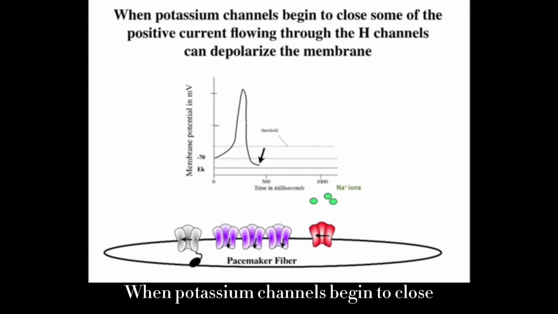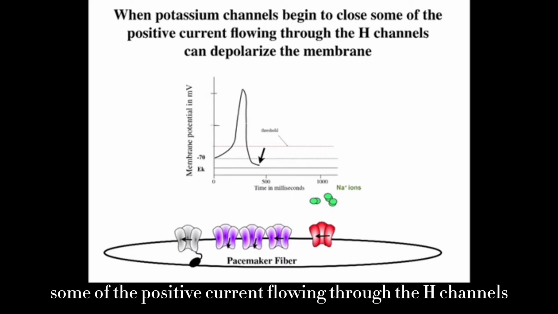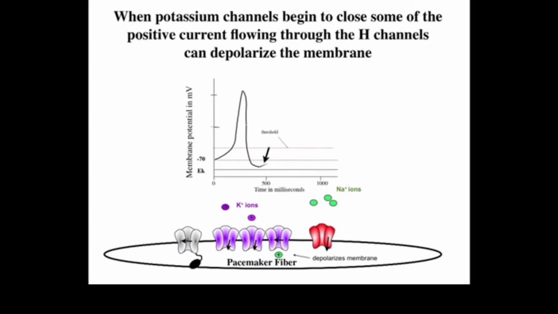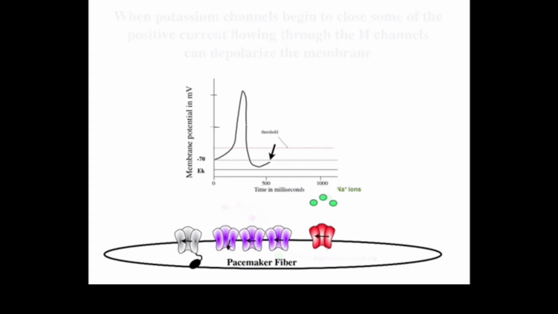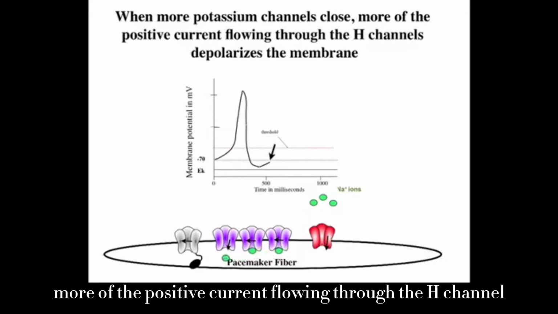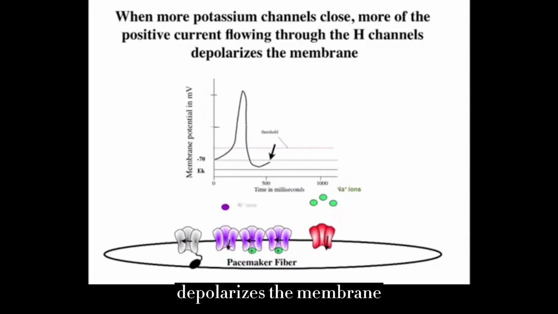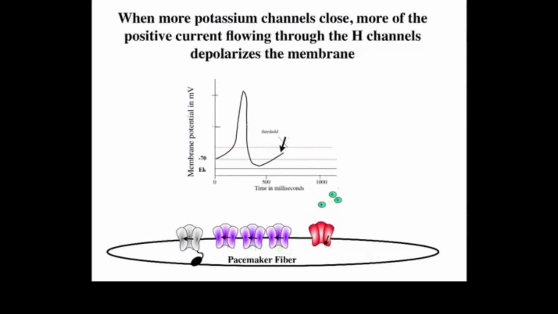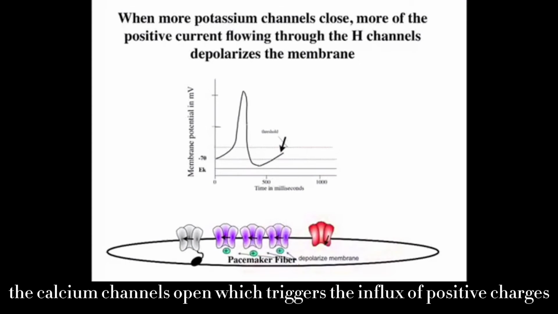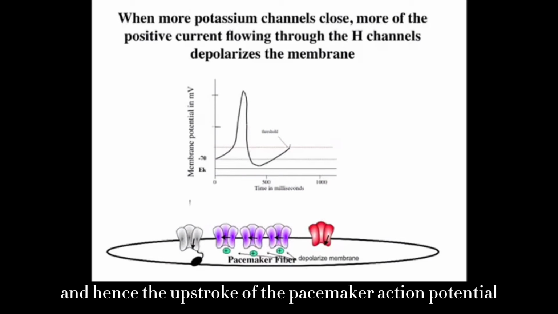When potassium channels begin to close, some of the positive current flowing through the H channels can depolarize the membrane. When more potassium channels close, more of the positive current flowing through the H channels depolarizes the membrane. And when depolarization reaches threshold, the calcium channels open, which triggers the influx of positive charges and hence the initiation of the pacemaker action potential.